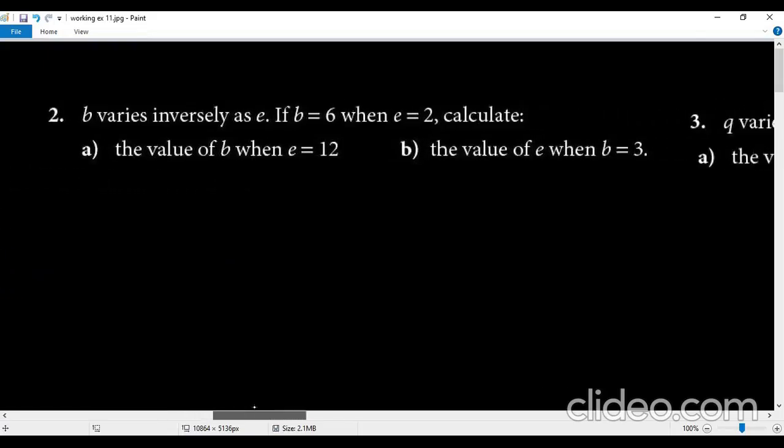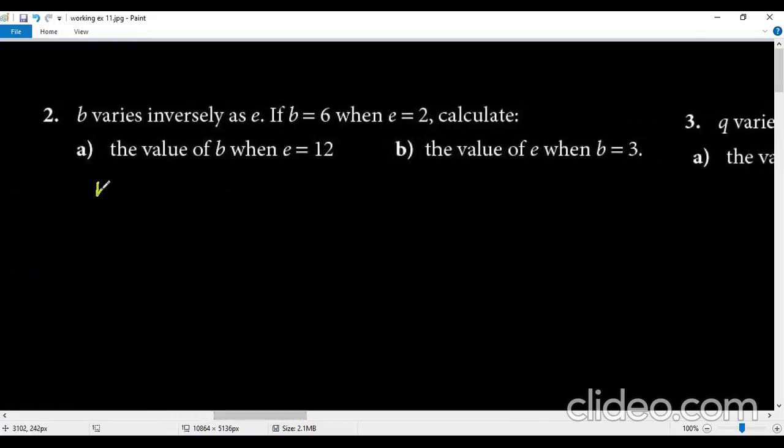Moving on to question number 2, it says b varies inversely as e. So definitely it's going to be b equals k over e. Now I will write this formula two times, first to solve the first part and then for the second one. B equals k over e, and when e needs to be found out, that means k over b.